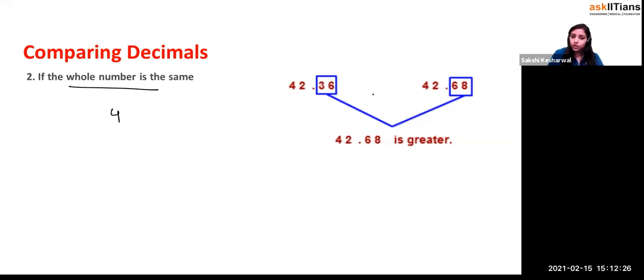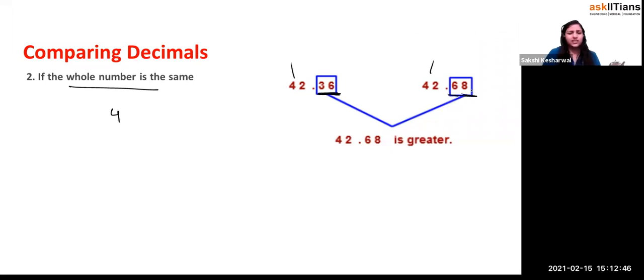So it's written 42.36. Now 42 whole is the same. Now you have to compare. See, 1/10 is always greater than 1/100.